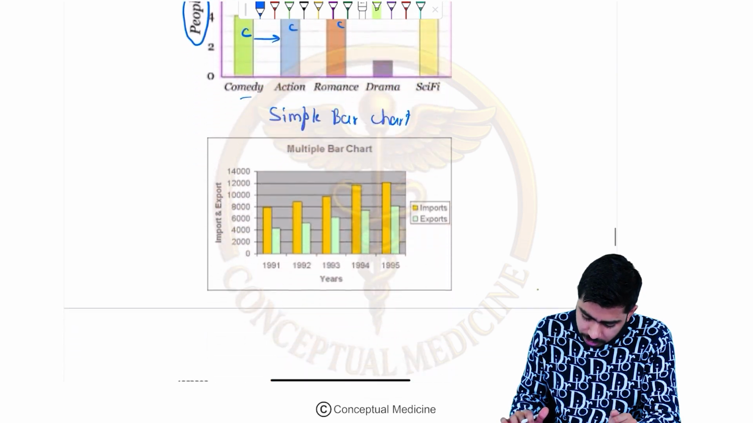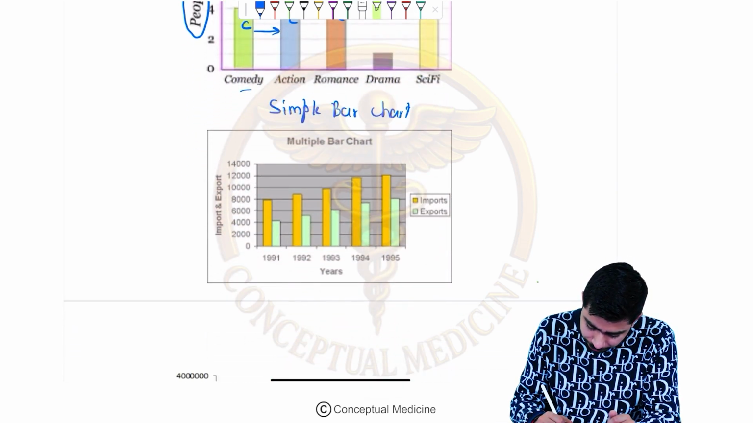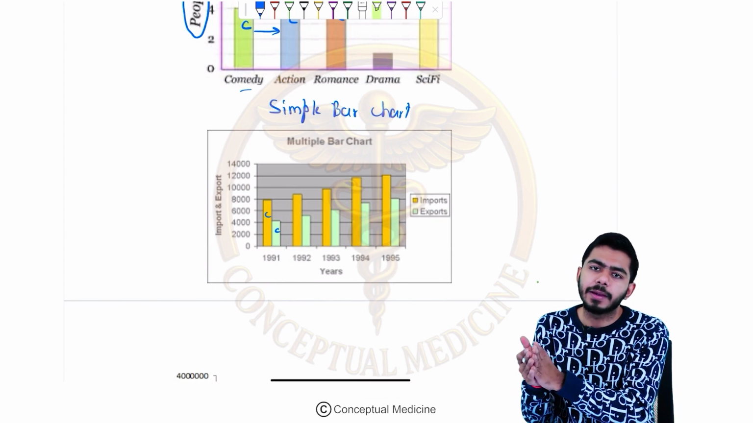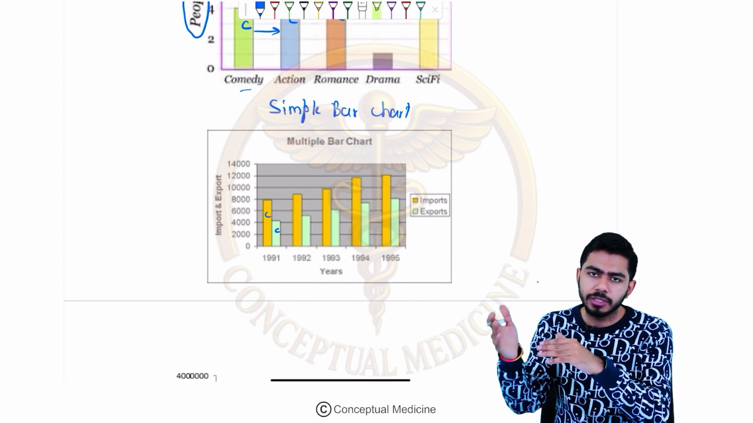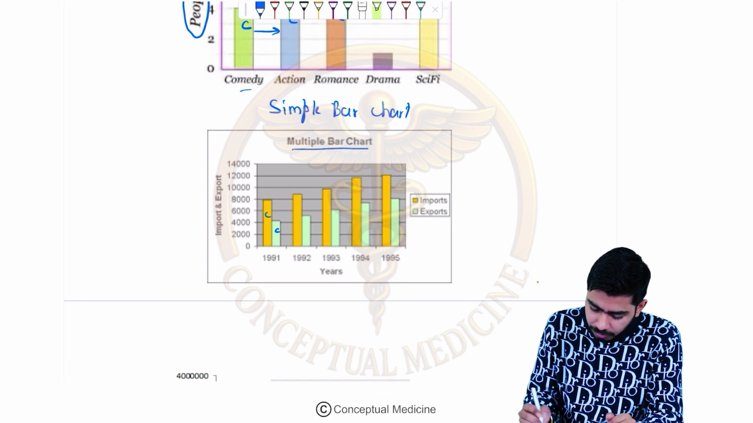Now look over here, that is a multiple bar chart. Here, one column, second column, they are attached to each other, but after that there is a gap. Then again one column, second column, then again there is a gap. This is called the multiple bar chart.